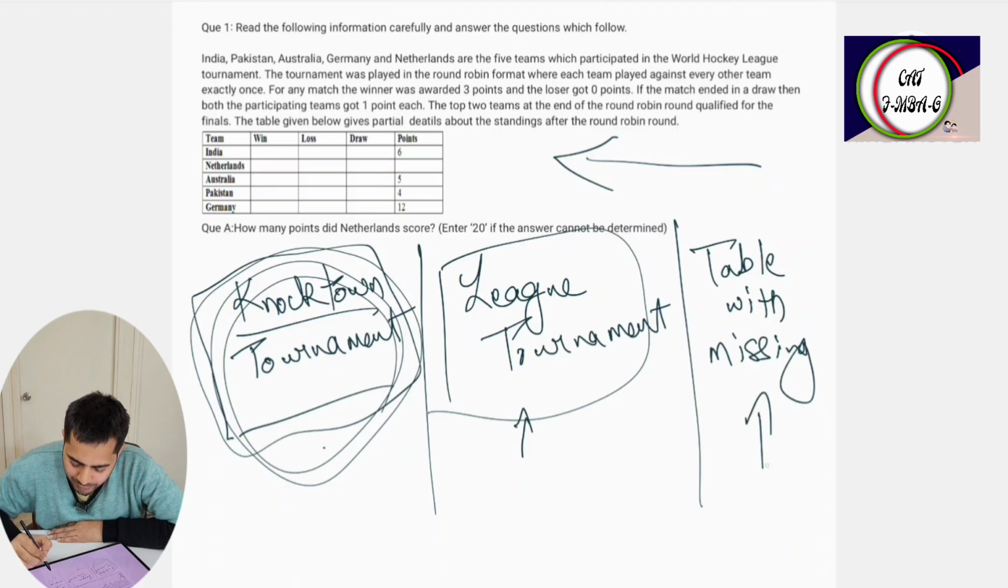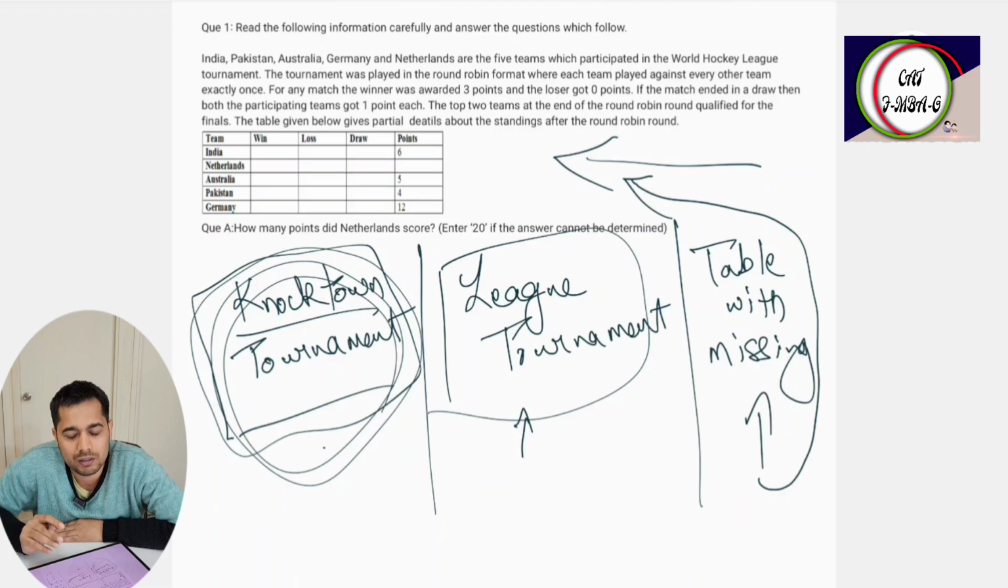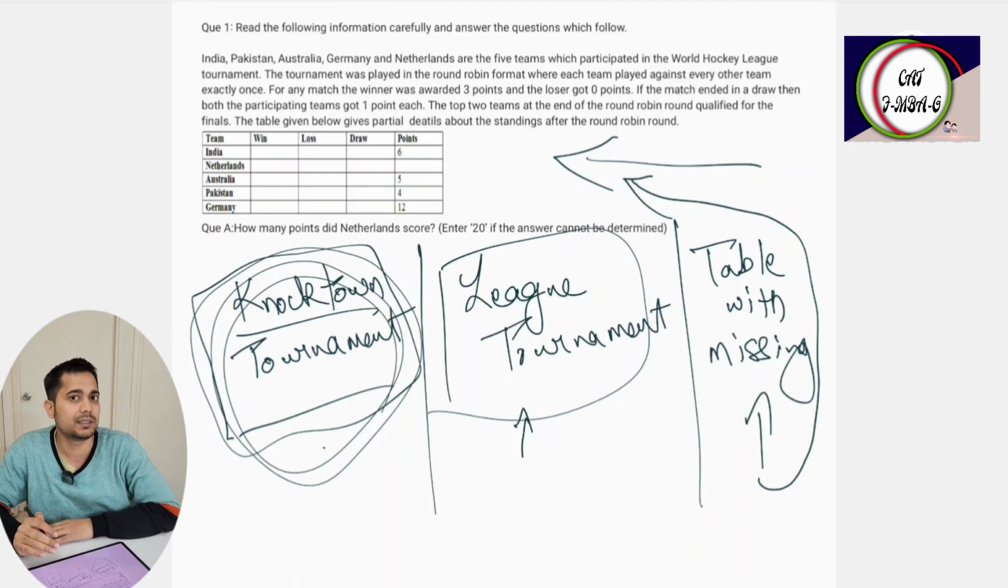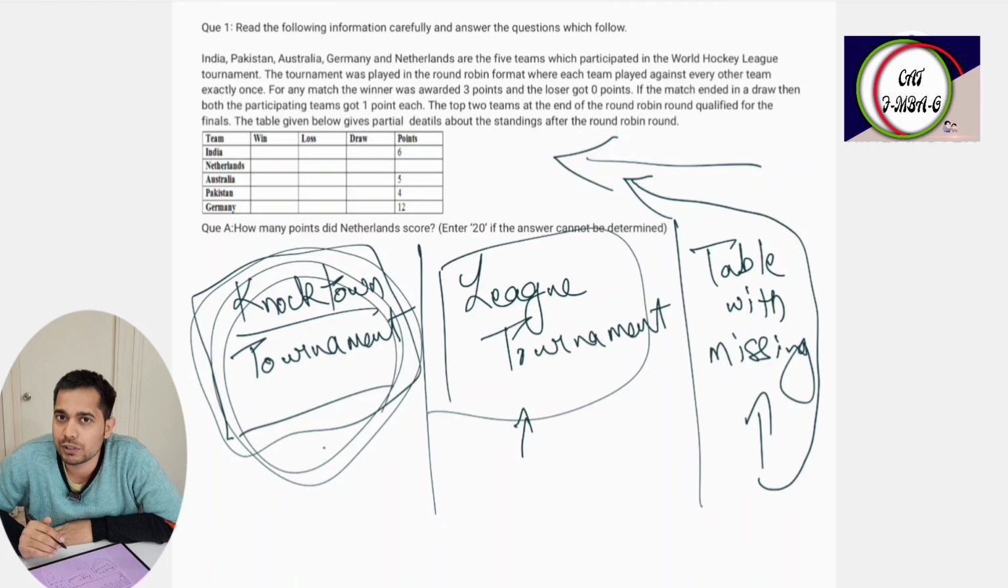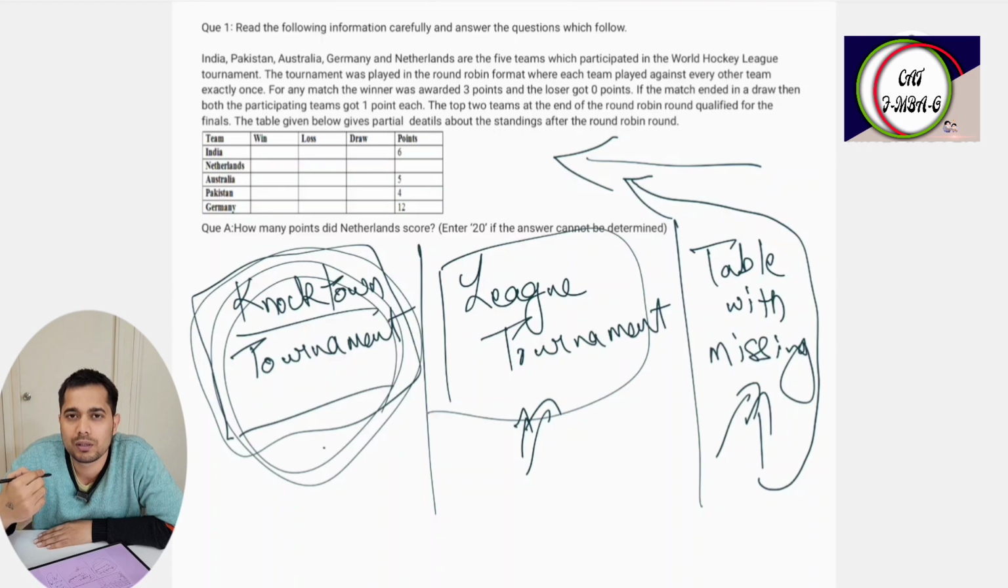Now, table with missing values. This can also be considered as table with missing values. These questions are like simple DI sets only, but different tricks are used. Different tricks are given, like in a different game any kind of trick can be given, or sometimes a chess game is also given. That also comes in games and tournaments. So you have to just figure out how to fill the table correctly. So these kinds of questions, league tournament or table with missing values, depend on your practice.